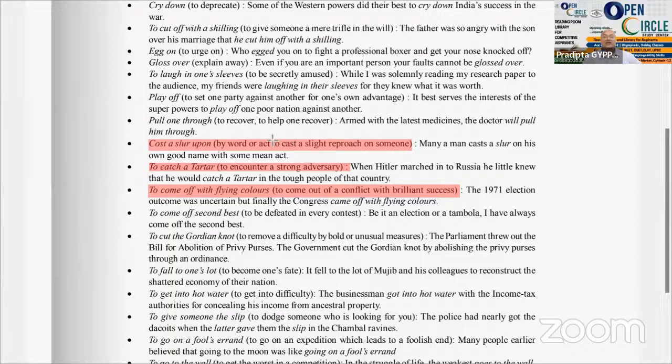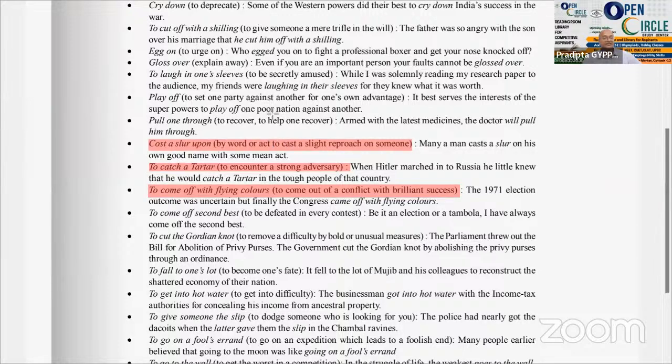So now, cast a slur upon. किसी के ऊपर कीचड़ उछालना. This port area, because the port minerals are being taken, it creates a lot of slur. So that is what is slur. So cast a slur upon matlab किसी के ऊपर कीचड़ उछालना.